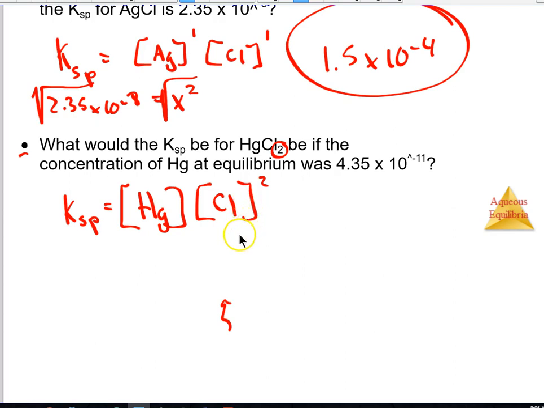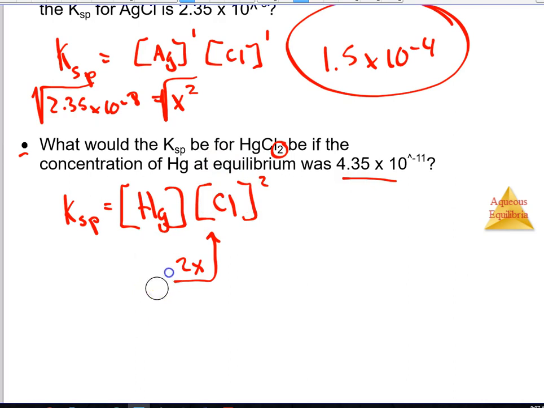Okay? Because the 2 doesn't come in until we say, all right, I know Hg is this number, so Cl will be twice that number. All right. Because the 2 is coming from, if you are given just this concentration, which we are, right? This concentration has to be 2 times that value, right? And so now that this is 2 times that value, we also still have to square it.